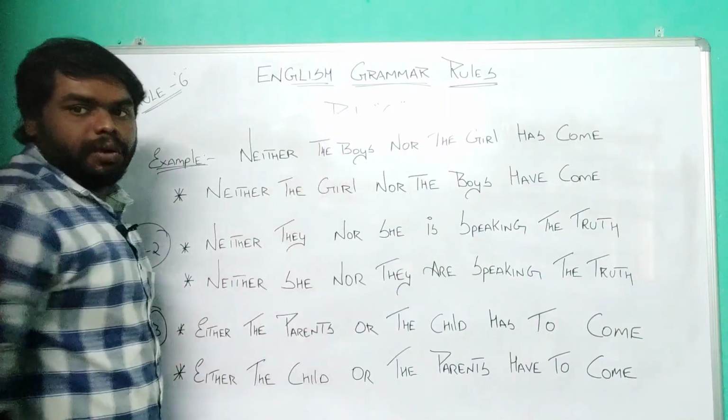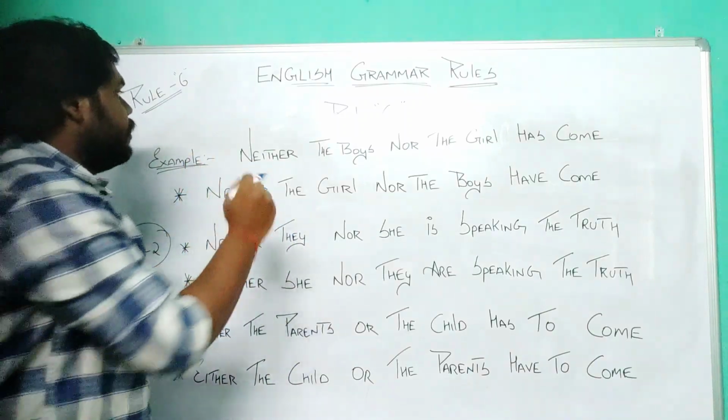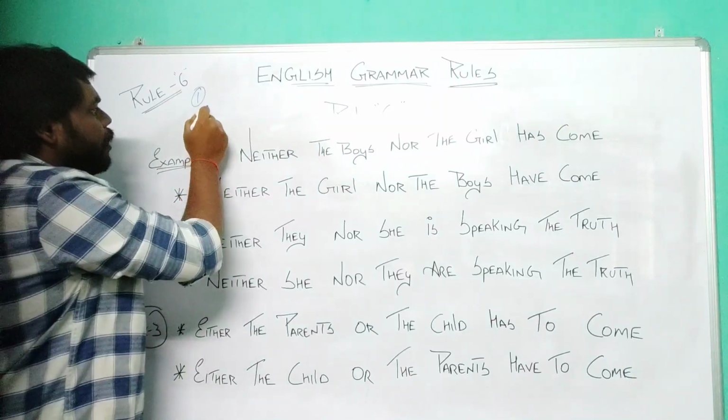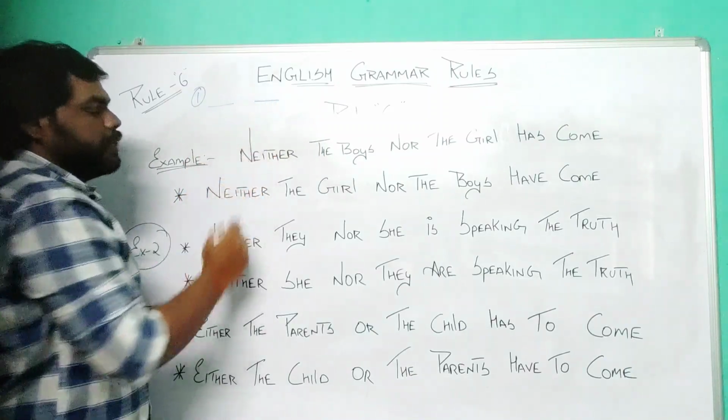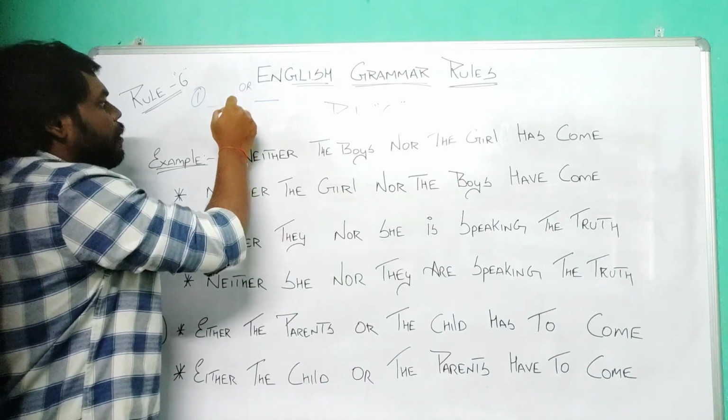Rule number 6 is also similar. Rule number 6 has two conditions. One, a sentence should have two different subjects, right, and they should be connected with or, nor.